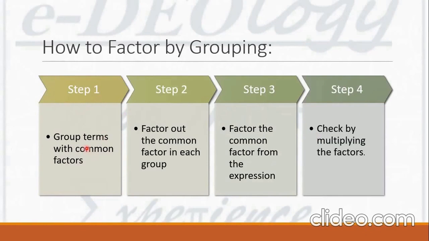In step 1, we're going to group terms with common factors. Step 2, we will factor out the common factor in each group. Step 3, factor the common factor from the expression. Step 4, check by multiplying the factors. Let us have example 1. Let's factor these 4 terms: xy plus y plus 2x plus 2.